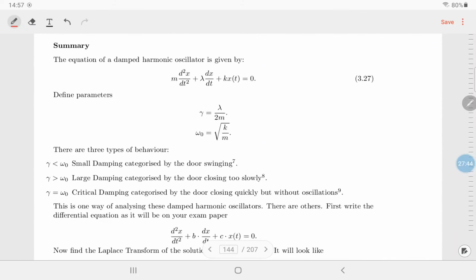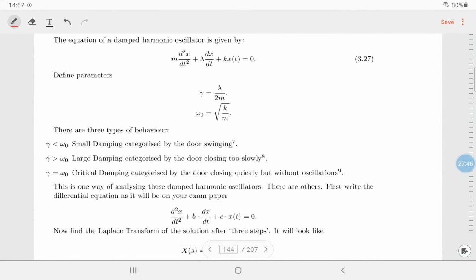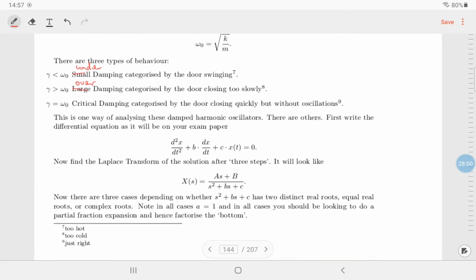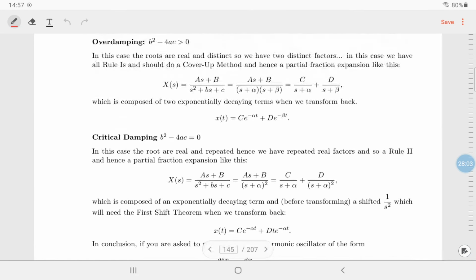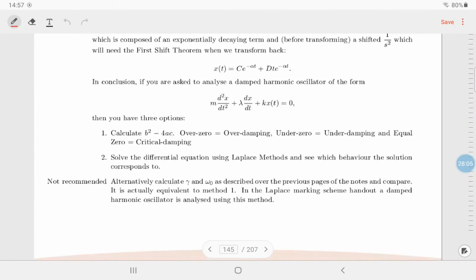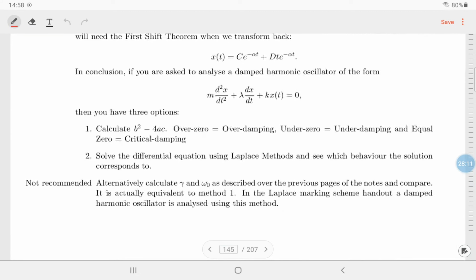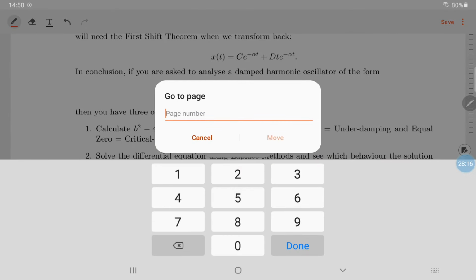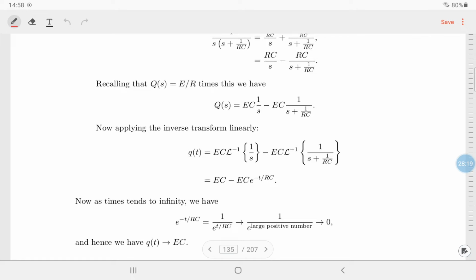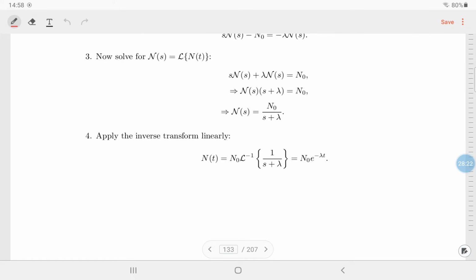So the three types of behavior when you look at a damped harmonic oscillator or a door closer are underdamping, overdamping, and critical damping. So the question is basically, I think the best thing for you to do is just look at the solution, rather than doing what's suggested here. Yeah, so there's all these different options. I think the best way is just to see which behavior the solution corresponds to. So I think we're going back to something like 135 now. Back further, back further, back further.